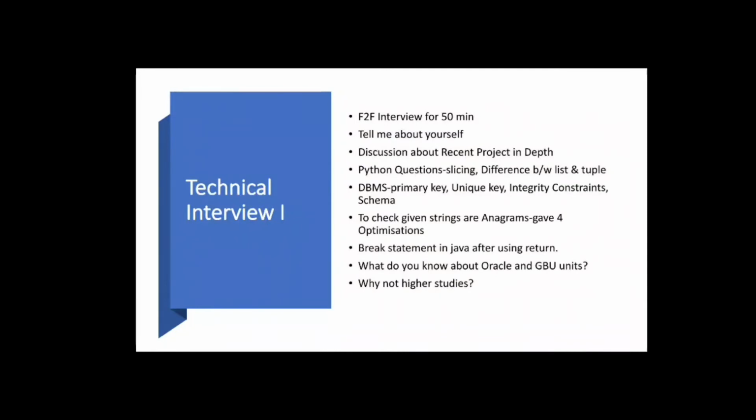As the company is much oriented toward databases, the interviewer asked me about primary key, unique key, integrity constraints, and schema. Next, he gave me a coding question where 2 strings were given and I had to check whether the 2 strings are anagrams or not. I gave him 4 optimizations starting from the brute force. Then later he asked me to check whether 2 strings are anagrams, and if they are, the number of swaps we must make in the strings.